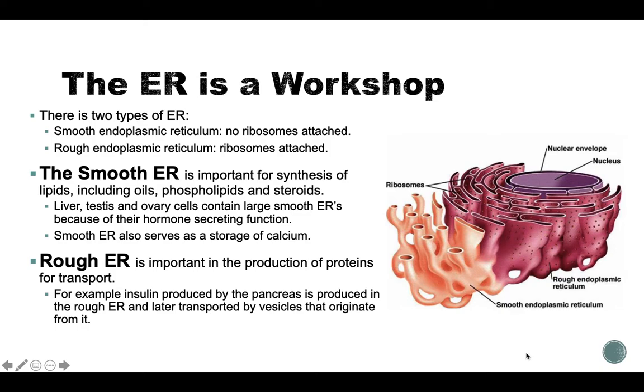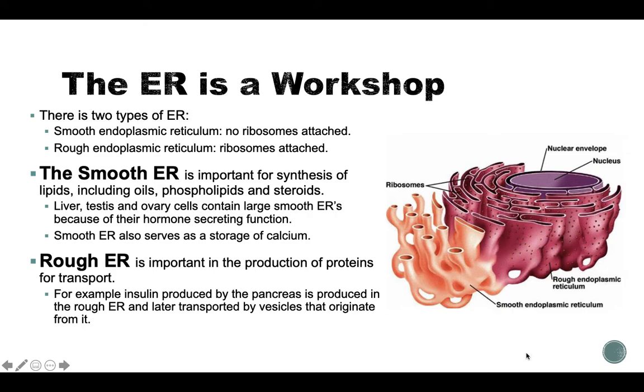Talking specifically about the endoplasmic reticulum, there are two different types of it. We have the smooth endoplasmic reticulum, and we have the rough endoplasmic reticulum, and their structural difference, at least, is the presence or absence of ribosomes attached to the endoplasmic reticulum. In the smooth, there are no ribosomes attached, and in the rough endoplasmic reticulum, there are ribosomes attached. So that would be a structural difference between the two of them.